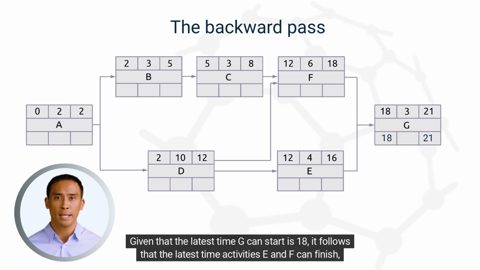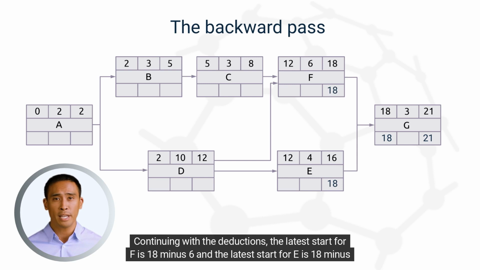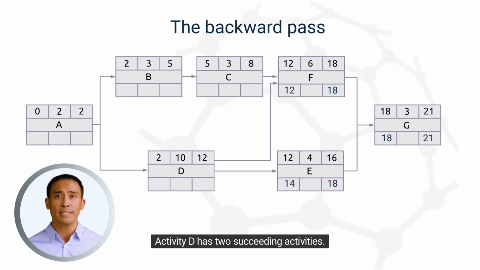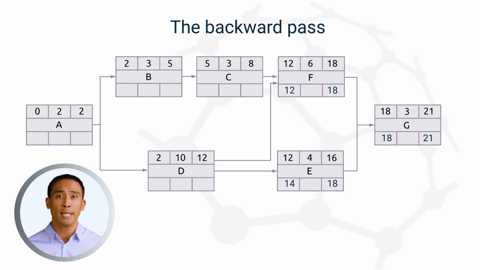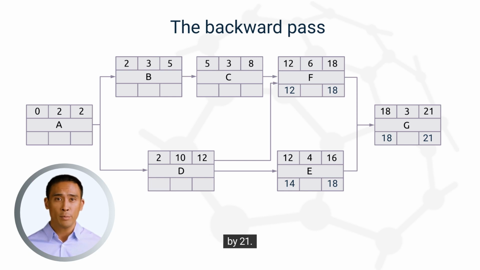Given that the latest time G can start is 18, it follows that the latest time activities E and F can finish is also 18. Continuing with the deductions, the latest start for F is 18 minus 6 and the latest start for E is 18 minus 4. Activity D has 2 succeeding activities. E doesn't need to start until 14 at the latest, but F has to start by 12 in order to complete the project by 21.